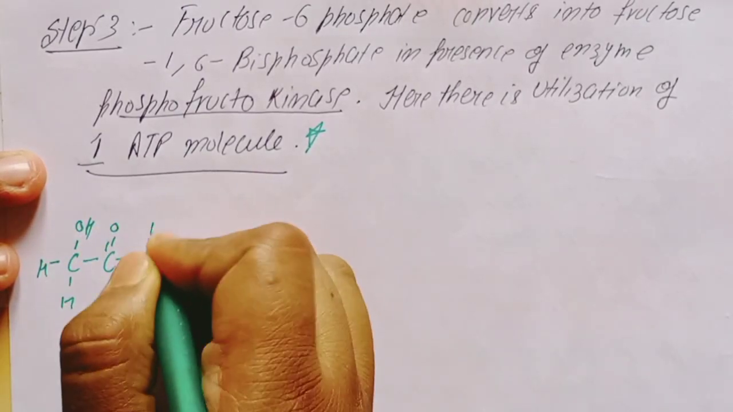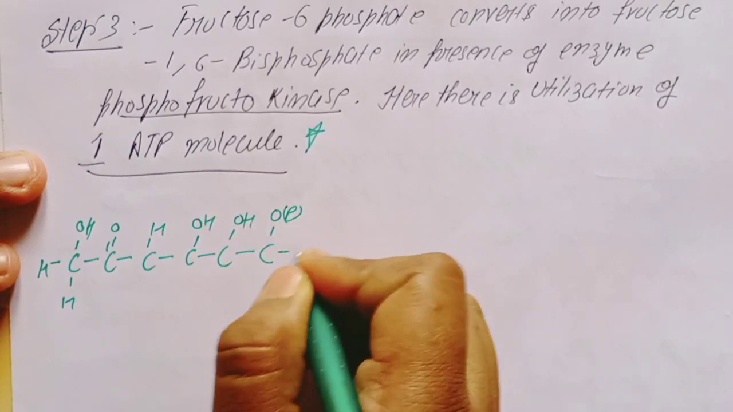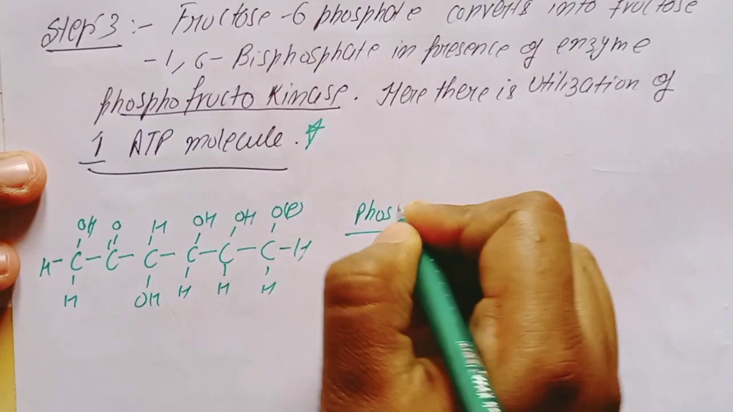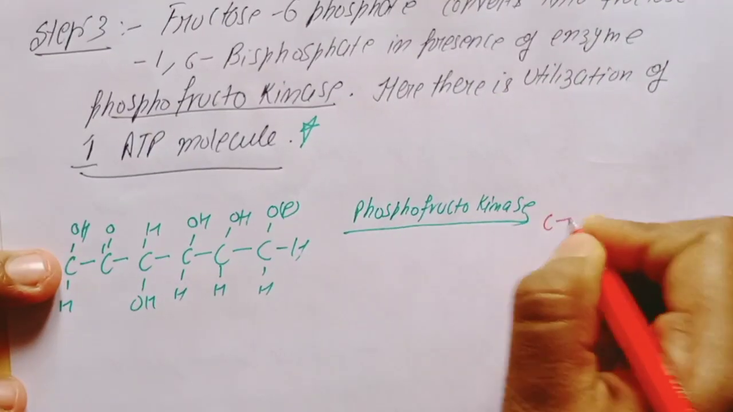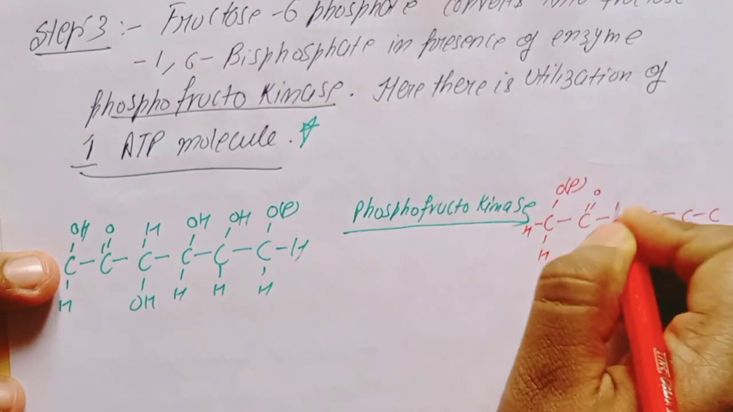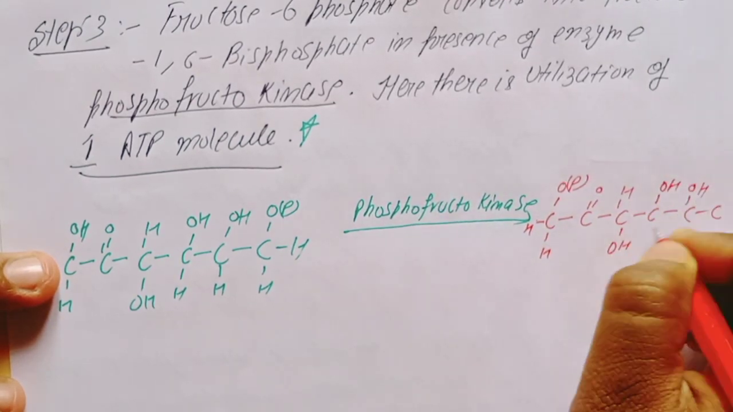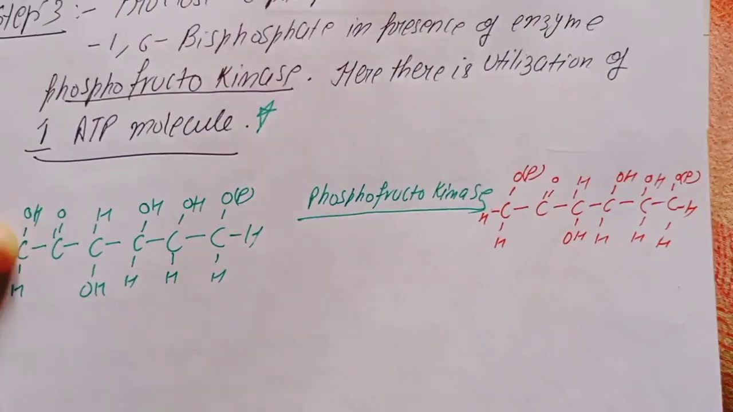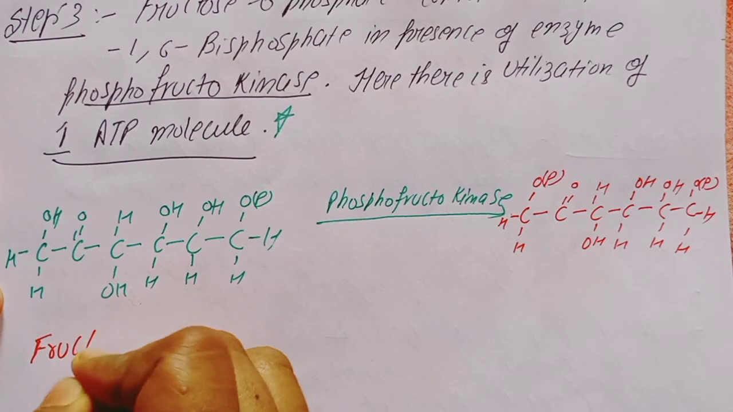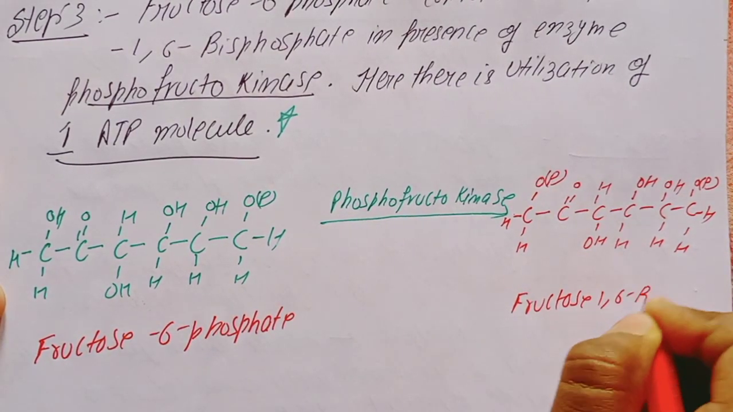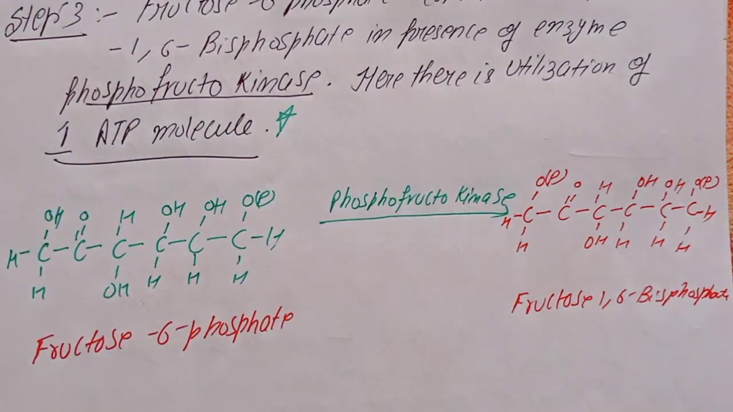This irreversible reaction is catalyzed by an allosteric enzyme phosphofructokinase, or it is also known as PFK1. This step, which is step 3, is also an investment phase where ATP molecule is utilized. One ATP molecule is utilized and one ADP molecule is formed.